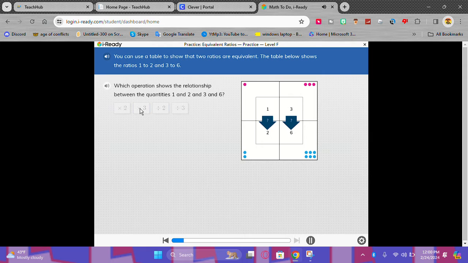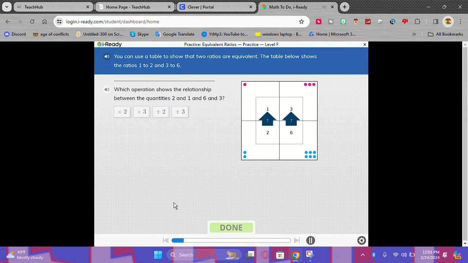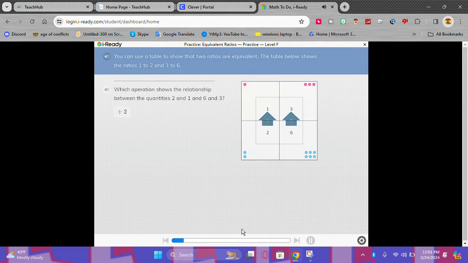Now, let's look at the relationship between the quantities in equivalent ratios. Which operation shows the relationship between the quantities 1 and 2 and 3 and 6? You can multiply one quantity in each equivalent ratio by the same number to find the other quantity. Which operation shows the relationship between the quantities 2 and 1 and 6 and 3? You can also divide one quantity in each equivalent ratio by the same number to find the other quantity.